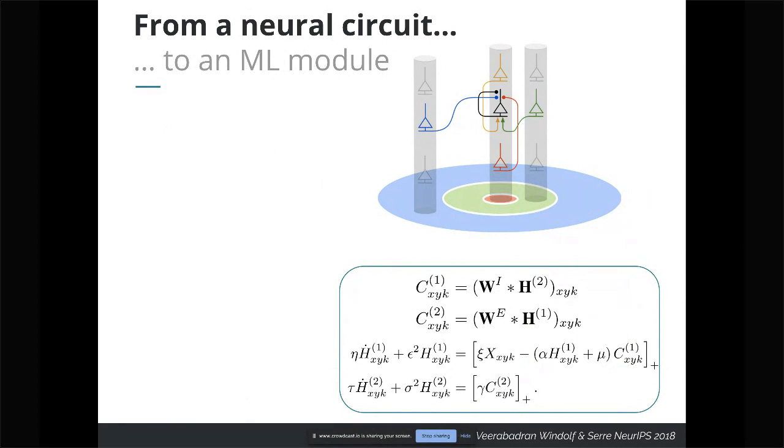Now, one of the issues, in my opinion, with these kinds of continuous-time dynamics recurrent neural circuits is, as I mentioned earlier, they are hard to simulate.